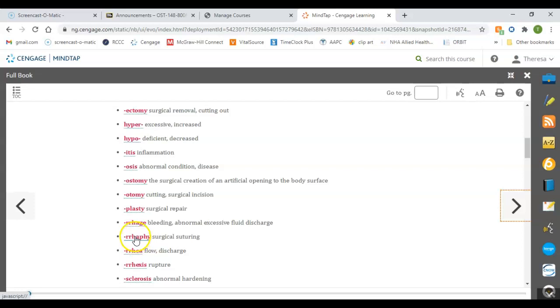Make sure that you put, for rrhaphy, it's surgical suturing. If it's just a regular suture, that has a different meaning from a surgical suture.